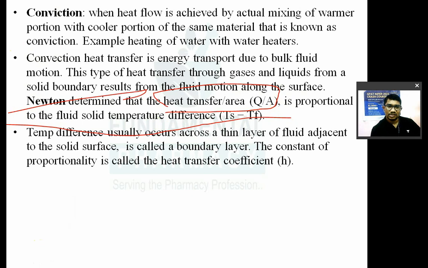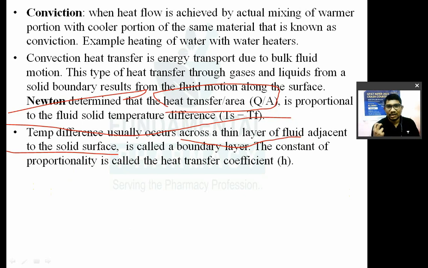Temperature difference usually occurs across a thin layer of fluid adjacent to the solid surface. यहाँ पे fluid मतलब क्या है? Fluid मतलब either air or water. मान लीजिए कि आपके पास में कोई सस्पेंशन है, उसमें सॉलिड पार्टिकल भी रहेगा और लिक्विड भी रहेगा, और सॉलिड और लिक्विड के बीच में एक छोटा सा बाउंड्री रहेगा.